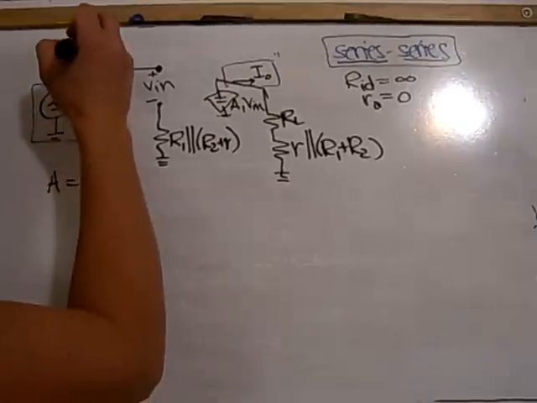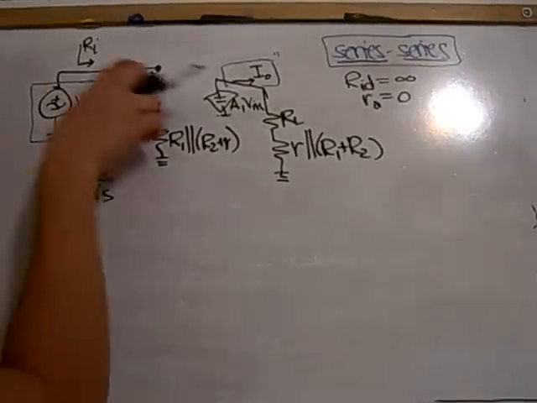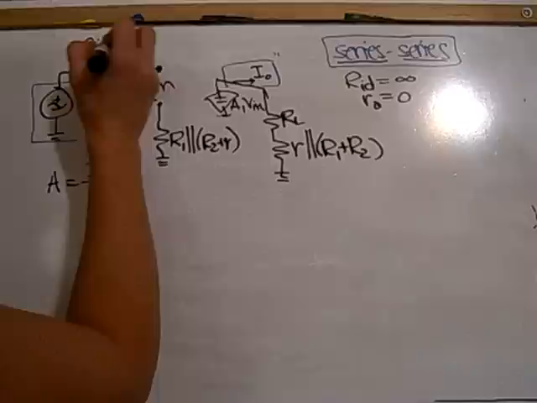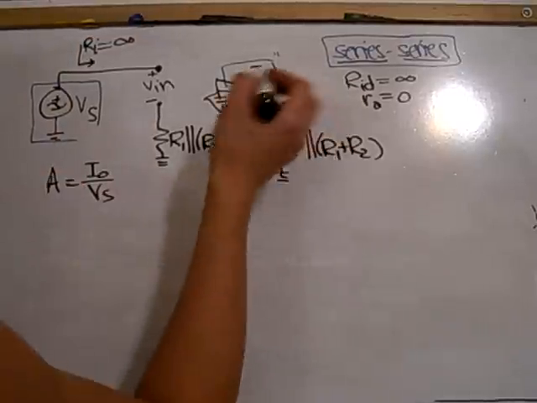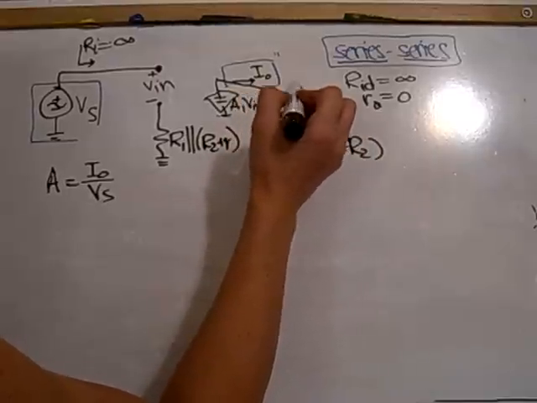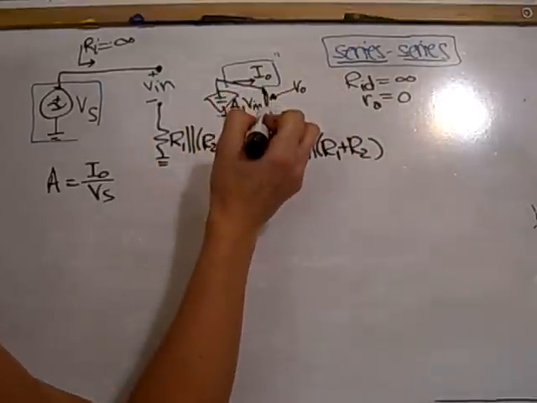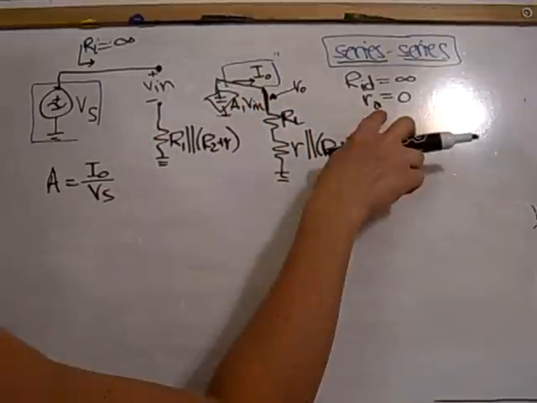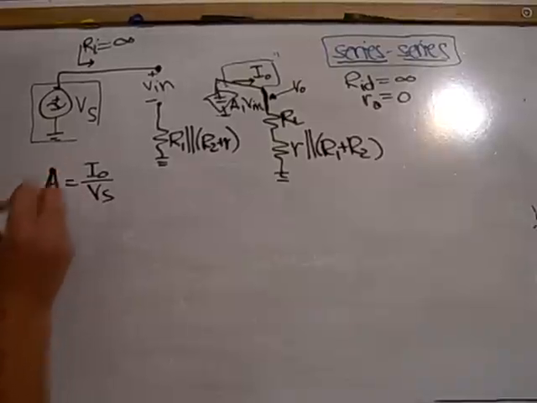I want Ri, which will include Rs. In this case, there's no Rs, and my input is infinite, so I can just leave this as infinite. Then I have my output resistance, which is going to be located here. As I look in here, I also see that this will be shorted, so my output resistance is going to be, again, ideal. So all I'm going to find from this is A.